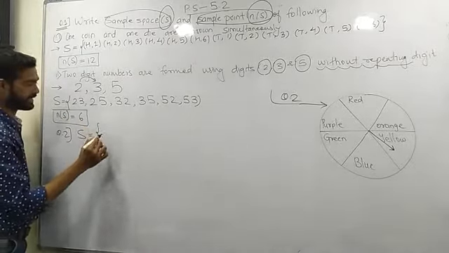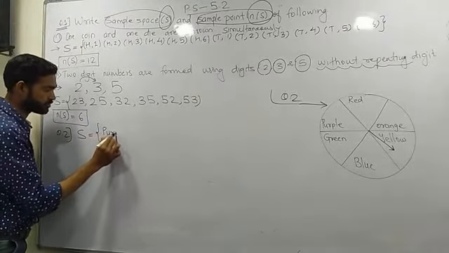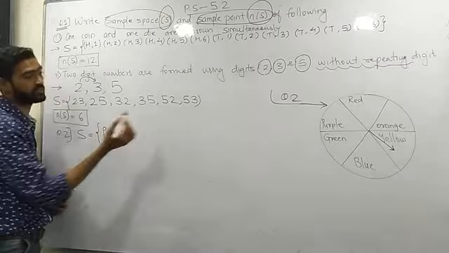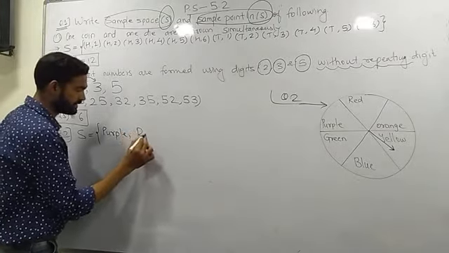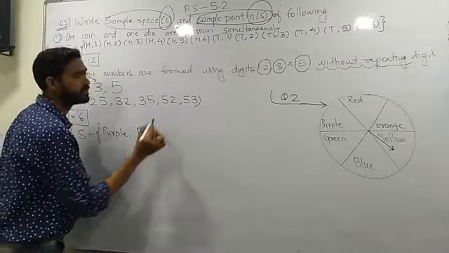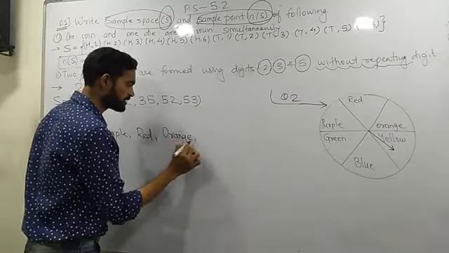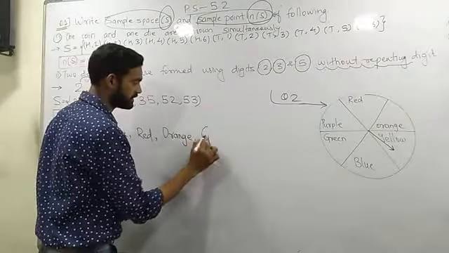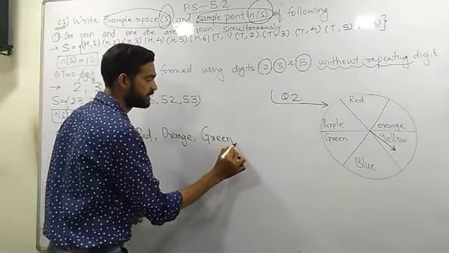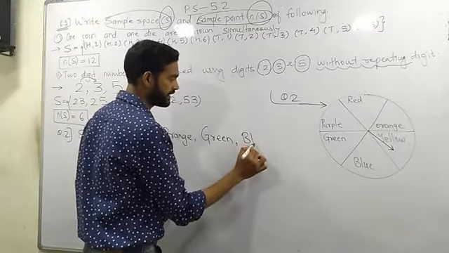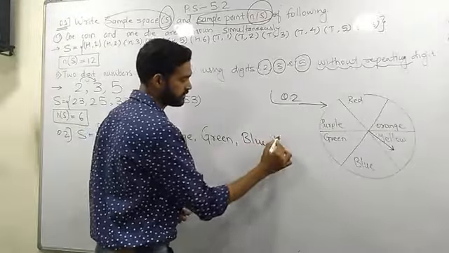So I can write: it can stop on purple. Yes, there are chances. It can go with red. Yes, possibly. Next, it can stop on orange as well. Next, green. Yes, this is also possible. Next, blue. Yes. And the last option is yellow.